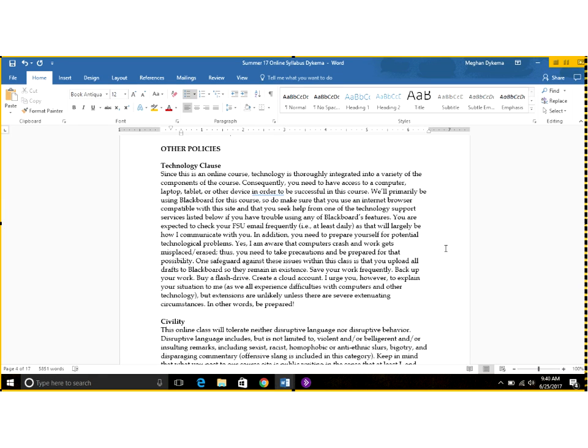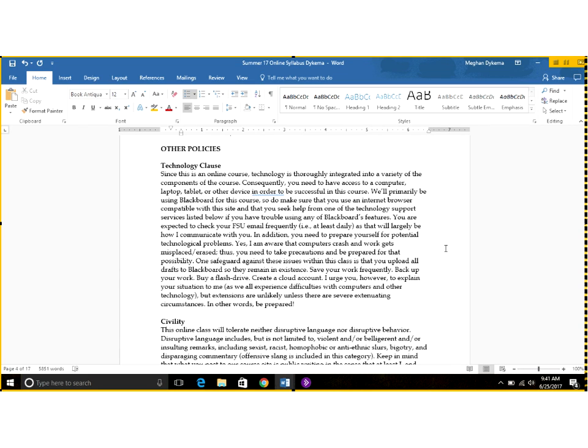Check your FSU email every day, and then prepare yourself for potential tech problems. I'm pretty forgiving about catastrophes like computers crashing and you lose everything. I can sympathize, but I also want you to be proactive about that. Buy a flash drive, create a cloud account. I swear by cloud saving, so do Dropbox or Google Drive.